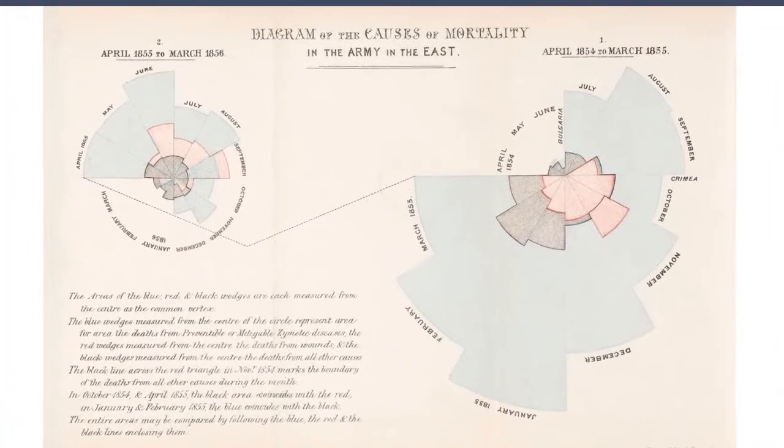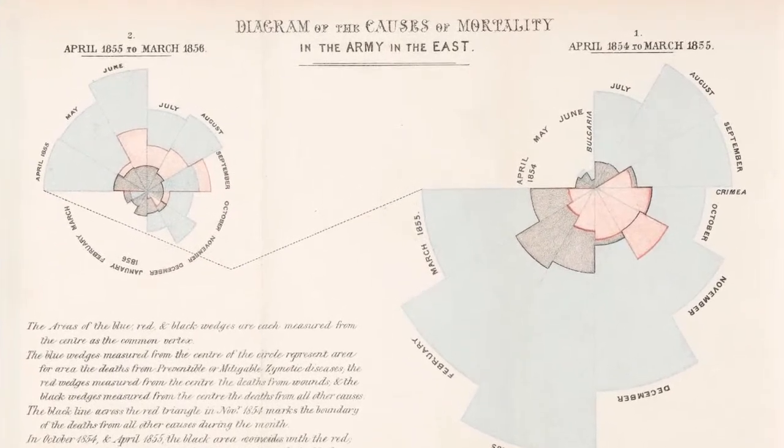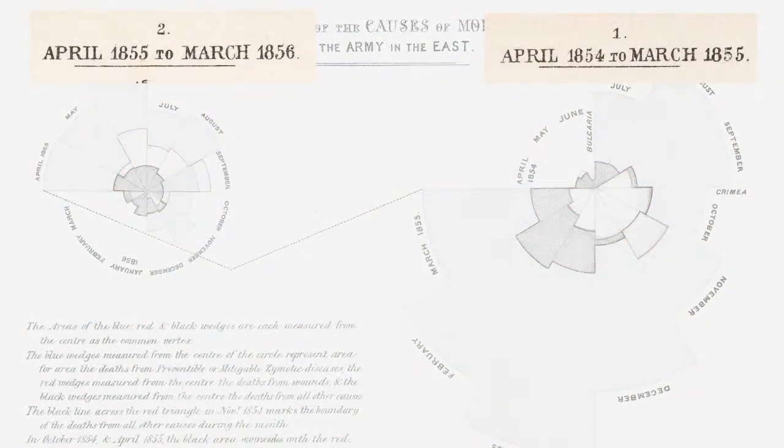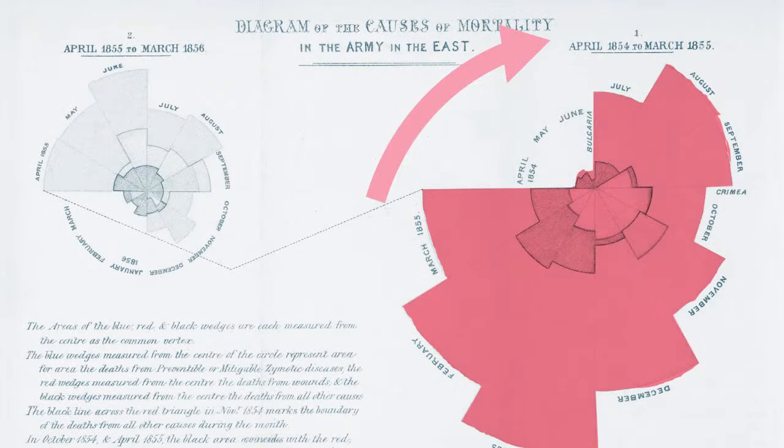We have the number of deaths categorized by type of death over a 2-year time period, and the color shows the different types of death. So there's 2 years in the diagram. On the right-hand side is the earlier period, 1854 to 1855, and on the left-hand side is the latter period, 1855 to 1856. Each little segment radiating out from the center represents 1 month. The year starts in April and rotates clockwise from the middle left. So we're seeing a 12-month period within each diagram.